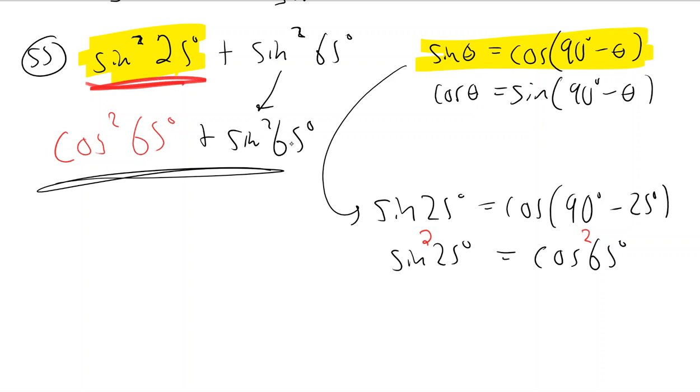Sine squared of some angle plus cosine squared of some angle always equals 1. That's the first Pythagorean identity. It just has numbers plugged in. So the answer to that question is 1.